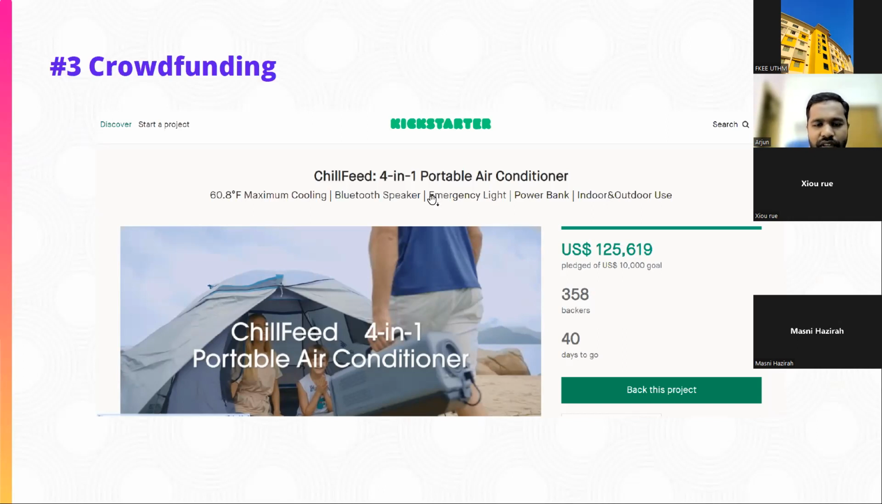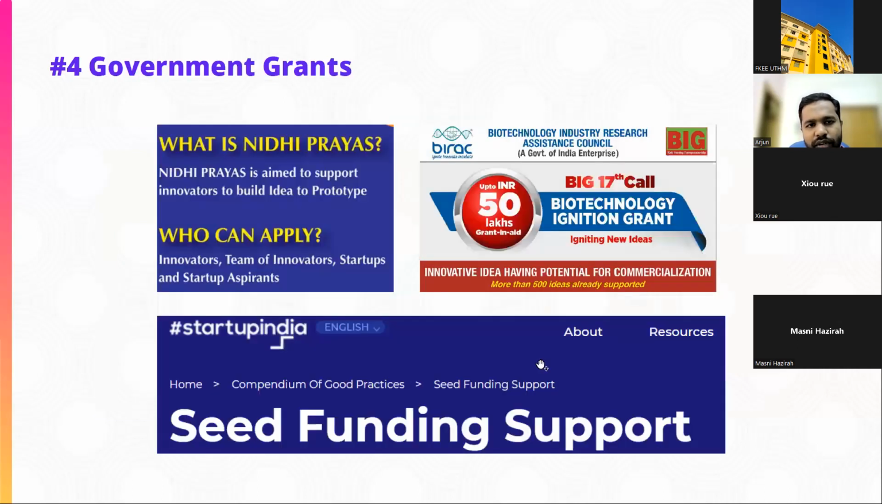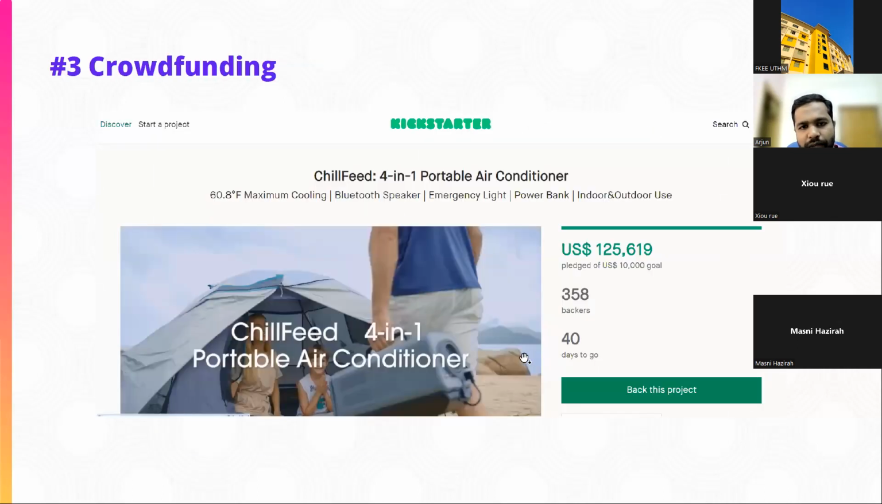So this company came up with a portable air conditioner, and they raised around 125,000 US dollars. 358 people contributed to this 125,000 US dollars. So this is how you can also raise money.